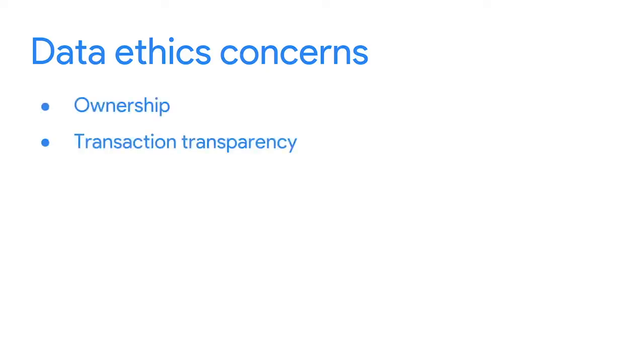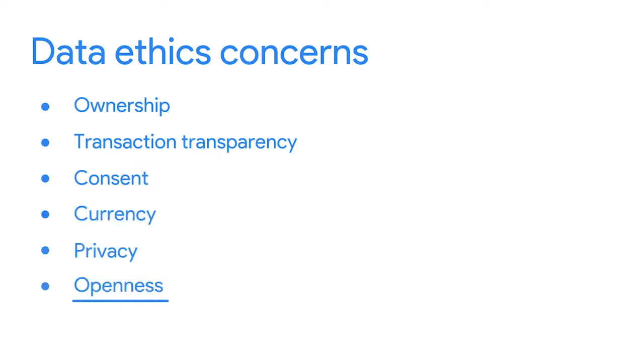Many groups think we should also have this level of access to data. There's even a global movement that believes the openness of data can transform society and how decisions are made. So far, we've talked a lot about the power of data and the importance of data ethics concerns, including ownership, transaction transparency, consent, currency, and privacy. Now, let's talk about openness.